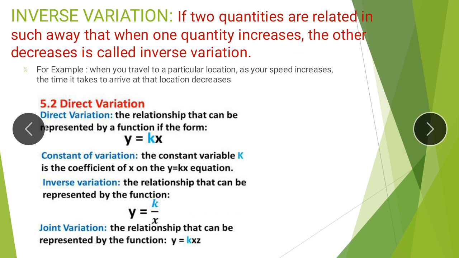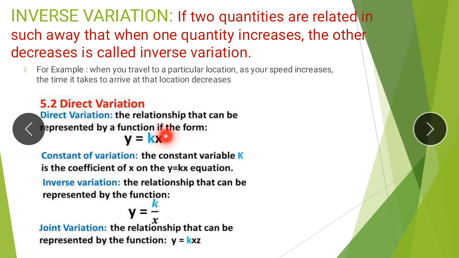Next is inverse variation. If two quantities are related in such a way that when one quantity increases, the other decreases, it is called inverse variation. For example, when you travel to a particular location, as your speed increases, the time it takes to arrive at that location decreases. If you decrease your speed, it will take more time to reach that destination.